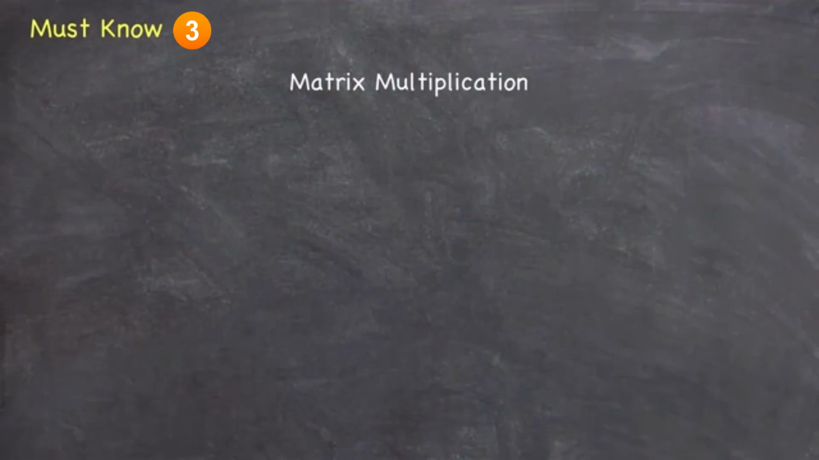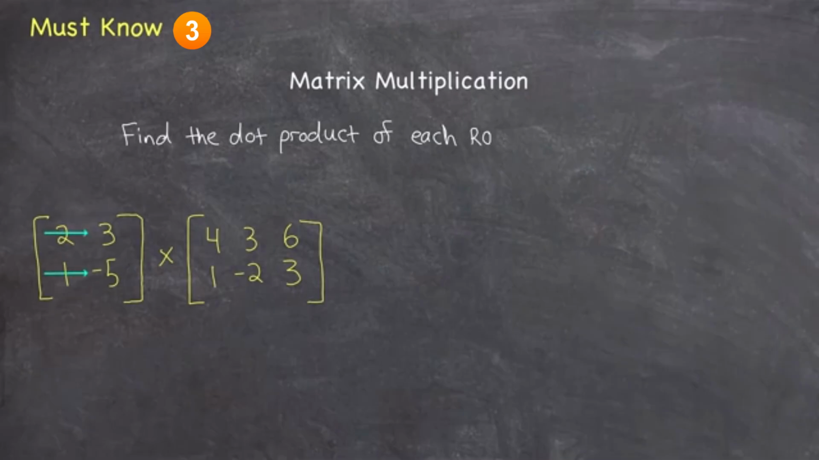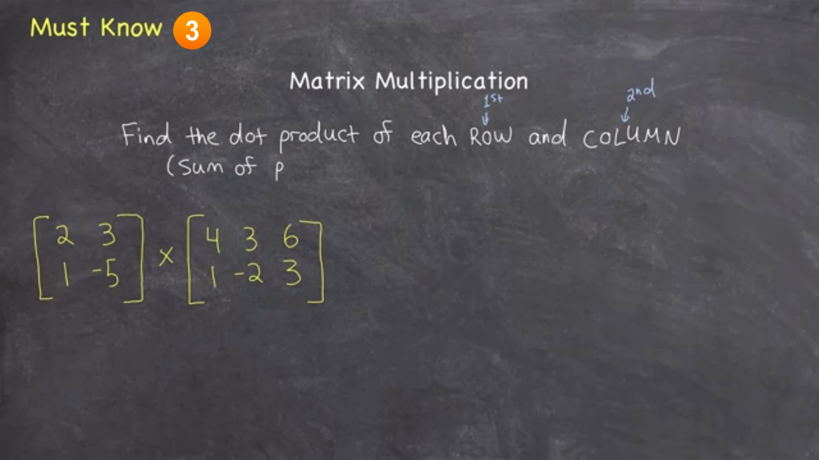Matrix multiplication. Let's say I have two matrices being multiplied together. How I find the product of these matrices is by finding the dot product of each row from the first matrix and each column of the second matrix. And if you don't know what dot product is, it's just the sum of the products of corresponding entries.